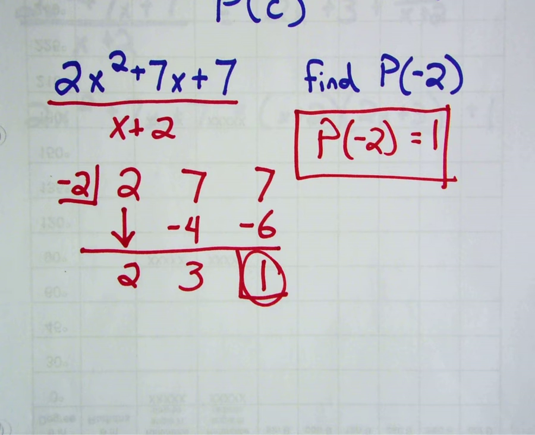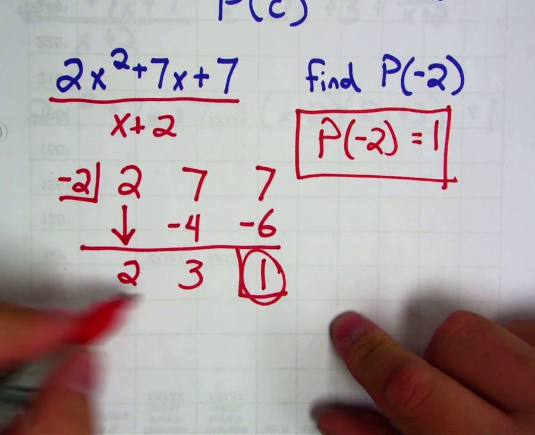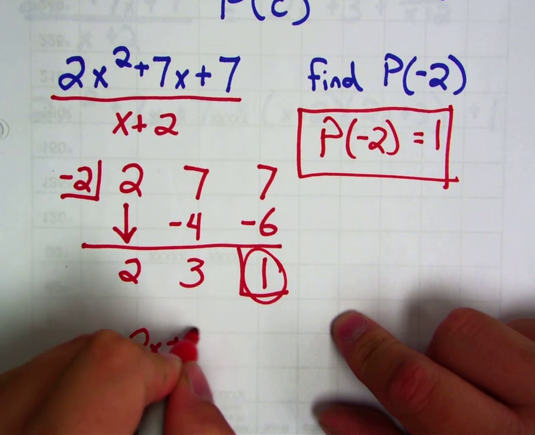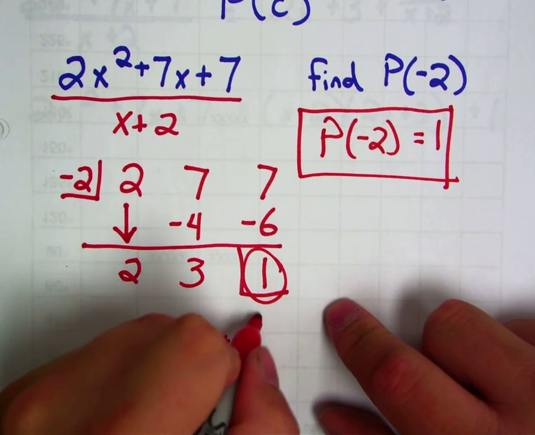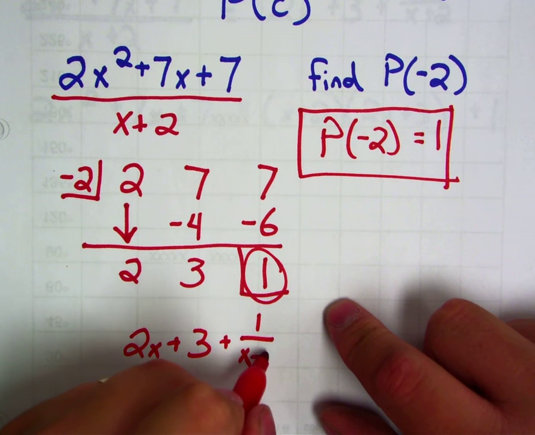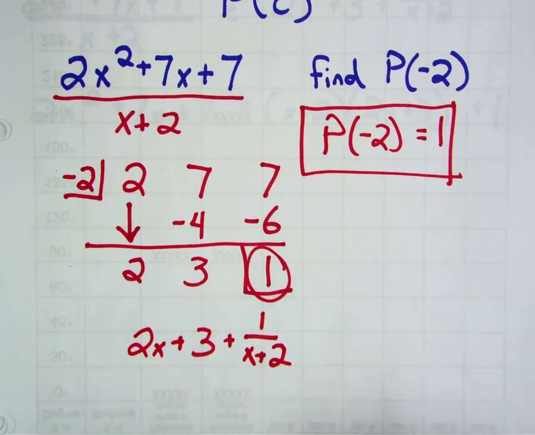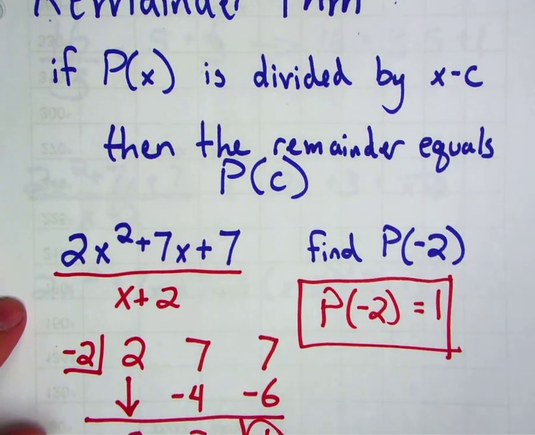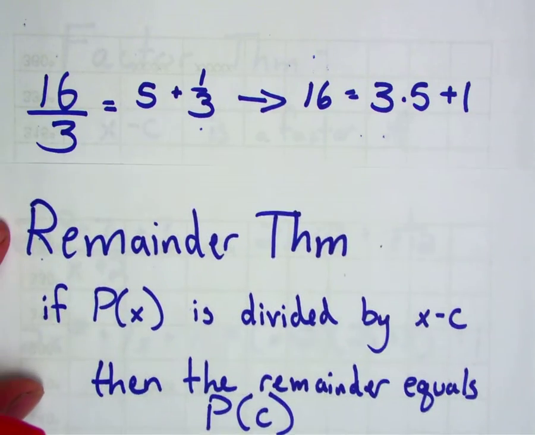Now that kind of seems very strange. Why should that work? And it has to do with the way we write this polynomial out and what the properties of division are. So this is 2x plus 3 with a remainder of 1, which you can write as 1 over x plus 2. And so let's go ahead and take a look with numbers first, and then we'll go back to this example.